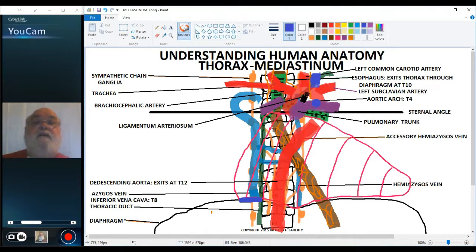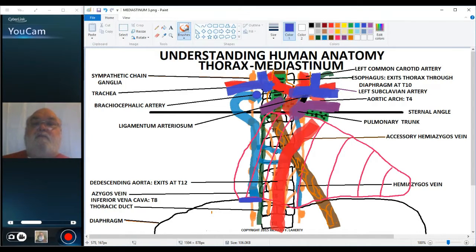We have an internal jugular vein and a subclavian vein. I'm drawing the ones in on the left side. They unite to form a brachiocephalic vein. On the right side, we also have an internal jugular vein and a subclavian vein, and they unite to form a brachiocephalic vein on the right side.